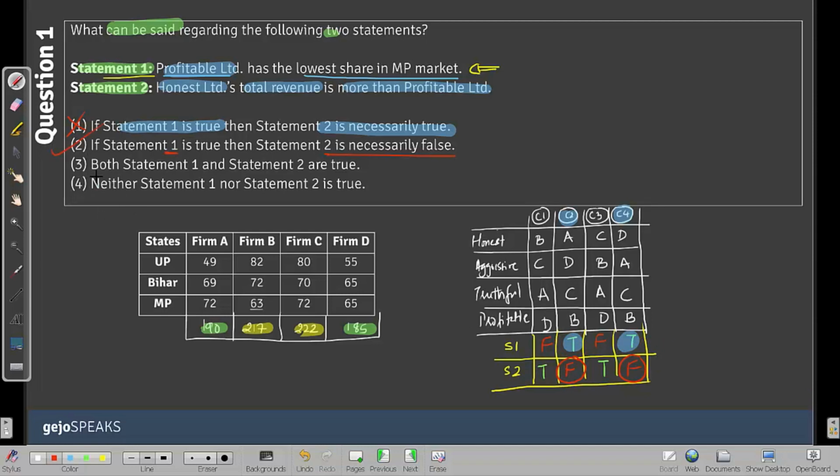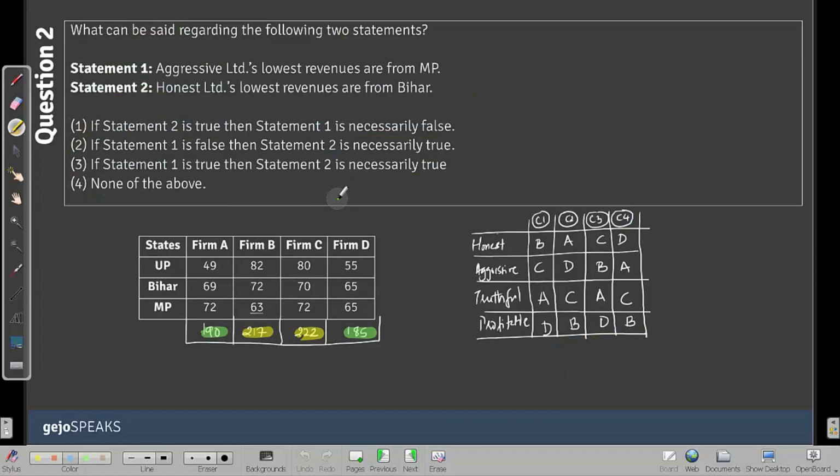And the other two are anyway wrong. Both statement 1 and 2 are true: that is never the case. We have false true, true false, false true, and true false. We don't have a case of false false. Neither statement 1 nor statement 2 is true: we don't have a case of false false. We don't have a case of true true. So these two anyway go for a toss. The answer to this question is 2. Move on to the next question.